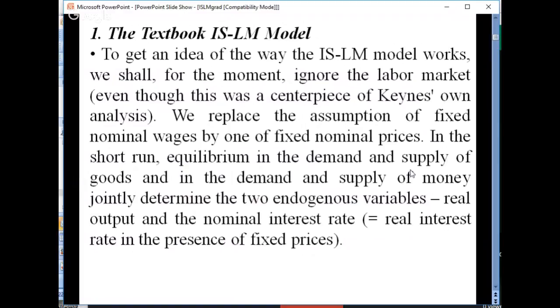He called them exogenous variables, which means they're outside the system. So we have to have real output and nominal interest rates. Real interest rates in the presence of fixed prices can have a real effect.